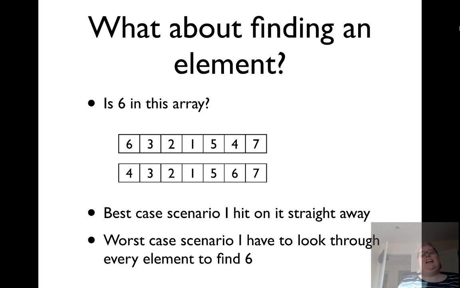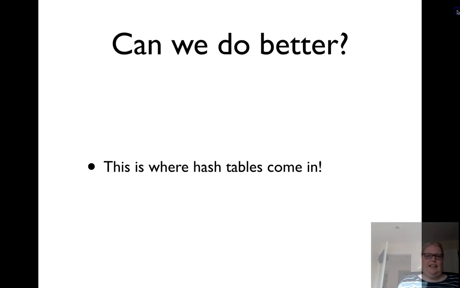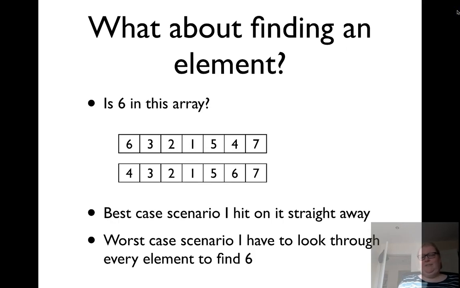However, what about finding an element? So if I want to find out if 6 is in this array, in the top array, it's going to be pretty quick. Imagine that I loop around the array from index 1, and there it is. 6 is the very first element. I found it, bingo. Best case scenario, great.